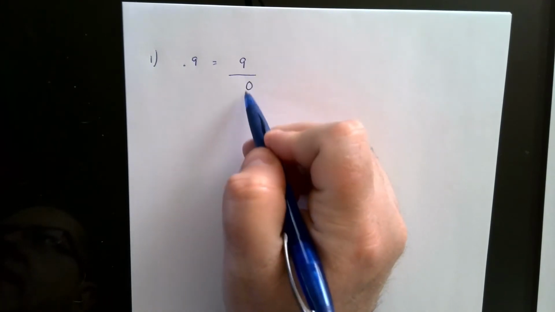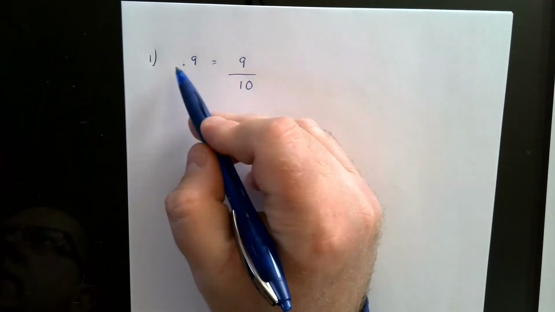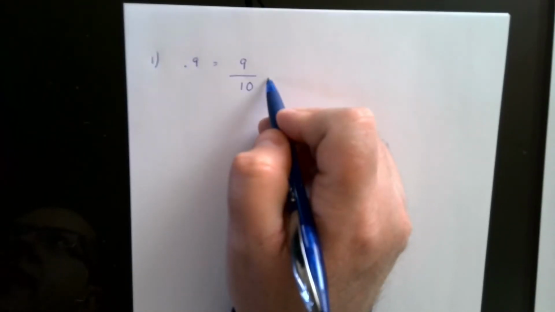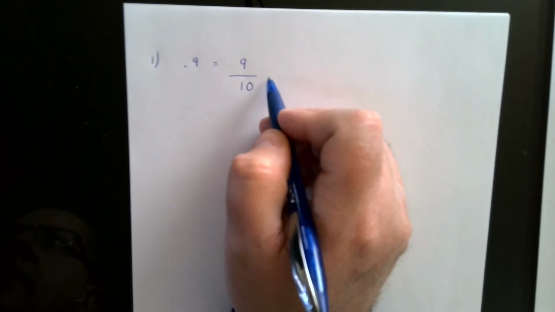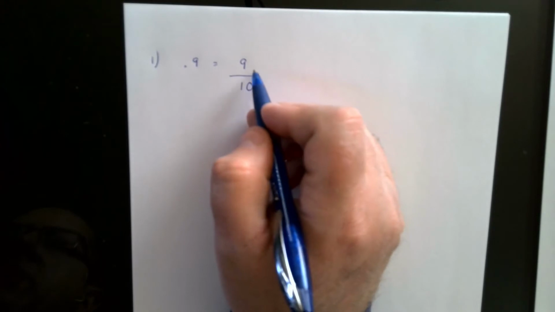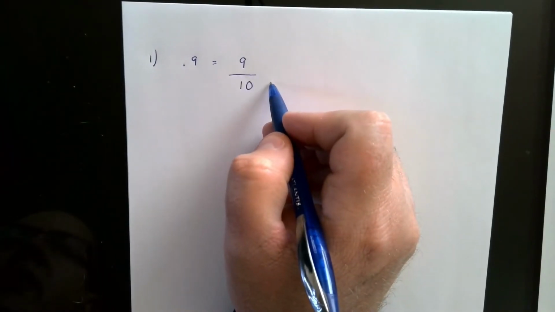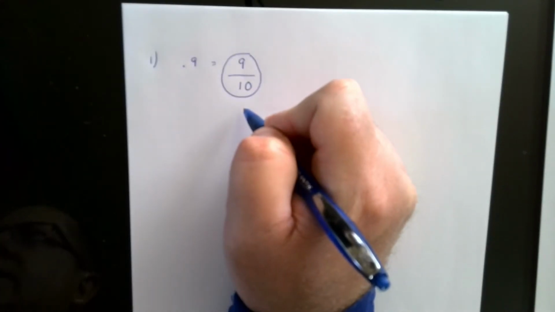Well, we can't just have 9 over 0, so we need to put a 1 in there. So 0.9 is really 9/10. The one last thing we need to check is to see if this reduces. If you have a calculator available, you can try putting it in and hitting simplify to see if this reduces down, and you'll see that 9/10 does not. So 9/10 is my final answer.